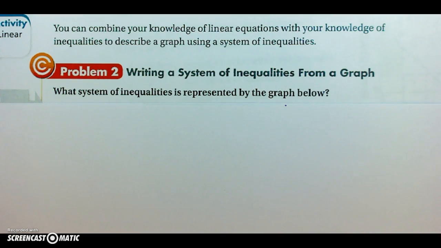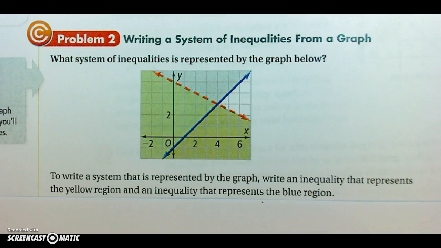You can combine your knowledge of linear equations with your knowledge of inequalities to describe a graph using a system of inequalities. Problem 2. Writing a system of inequalities from a graph. What system of inequalities is represented by the graph below? We take a look at the graph and we can see we have two different lines. To write a system that is represented by the graph, write an inequality that represents the yellow region and an inequality that represents the blue region.